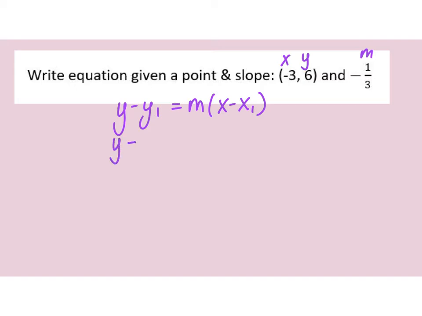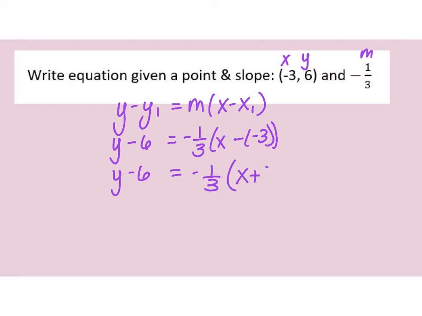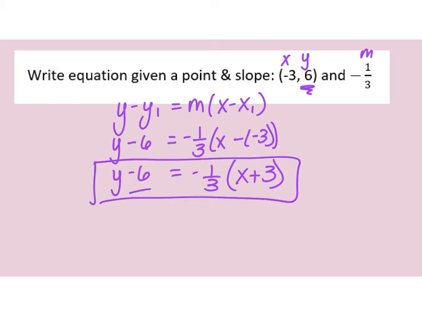So y minus 6, because it's a minus, equals our slope, which would be negative 1/3. And then we have x minus a negative 3. In this case, we're going to rewrite that because we don't want that double negative there. So this would be x plus 3. As you can see, whatever x was, it became opposite. Same with y, because y was a positive 6 in that coordinate, and it became a negative 6 over here. So this equation is point slope form of a point (-3, 6) and a slope of negative 1/3.